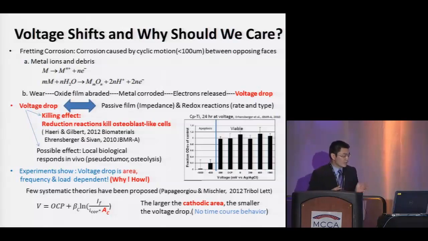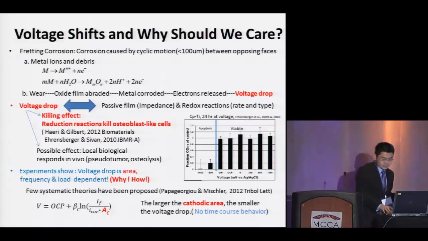So researchers have found that voltage drop is area, fretting frequency, and fretting mode dependent. Although this phenomenon and concept has been known for many years, today there are very few systematic theories proposed to explain why this voltage drop happens. And last year, Dr. Papageorgiou and Dr. Mishra published a paper. They used a Tafel equation to explain this phenomenon. As we can see from the equation, the larger the cathodic area AC is, the smaller the voltage drop will be. This is a very nice explanation. However, there is no time course of voltage change discussed here.